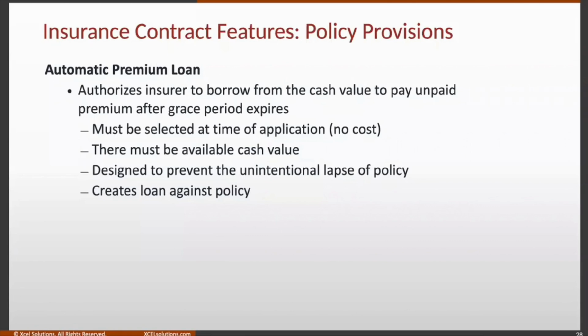There must be available cash value inside the contract. This is not available on any sort of term insurance policies. Only cash value, permanent cash value life insurance policies. It is designed to prevent the unintentional lapse of a policy due to the person forgetting to pay their premium. It creates a loan against the policy. So here's how the automatic premium loan works. If the box is checked off on the application, then the automatic premium loan will be part of the contract. It will be a provision to the contract.